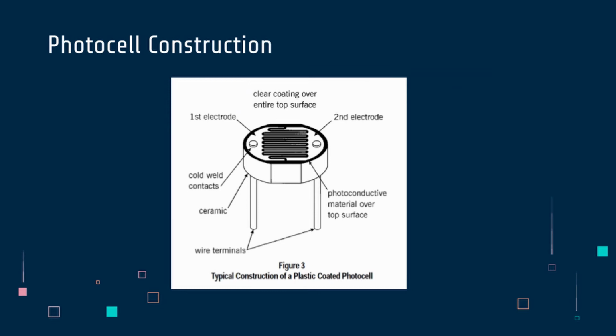Photocells consist of a photoconductive material over a layer of an insulator, which is usually ceramic. The back and forth pattern of the material, which is typically cadmium sulfide, is created such that the desired resistance is achieved. Either side of the material acts as a separate electrode, which are then connected to wire terminals.